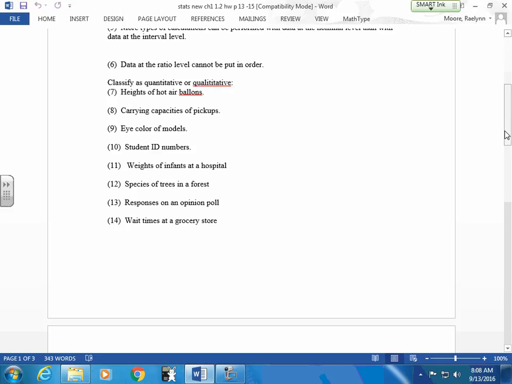The species of trees in a forest. Tyler, what would you say? Quantitative or qualitative? Qualitative. Do you know what level of measurement it would be? Like, what is a species of a tree? Like what kind? Oak, elm, maple, nominal. Just a category.